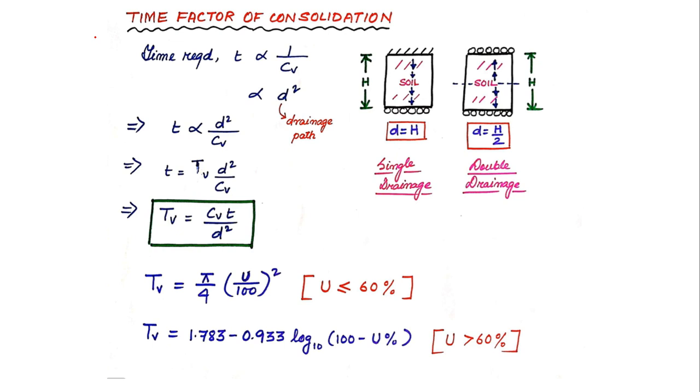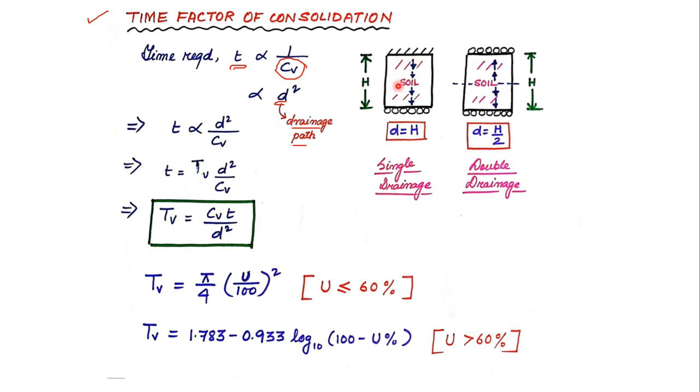Now let us look at another term which is known as time factor of consolidation. Before that, the time taken for a soil, which is denoted by small t, is inversely proportional to coefficient of consolidation, and it is directly proportional to the square of drainage path. Okay, drainage path is denoted by small d. Now what is a drainage path? Let us try to understand.